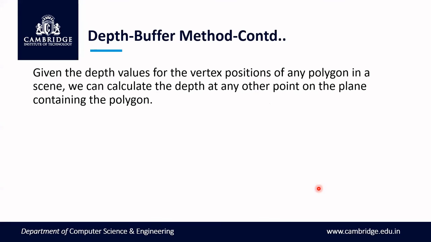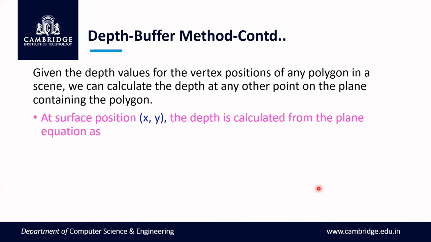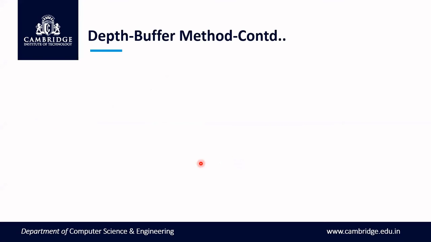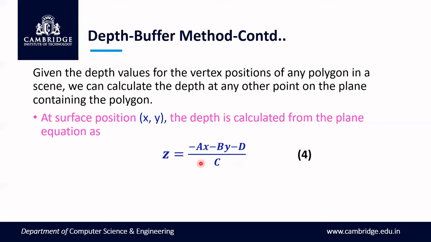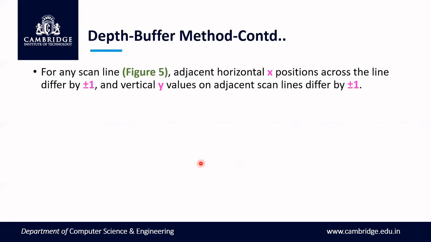So now, how do we actually calculate the Z value? Given a plane equation, because I calculate polygon by polygon. If I want Z, what was the plane equation we saw previously? Ax plus By plus Cz plus D is equal to 0. If you want Z, then you will get this equation.